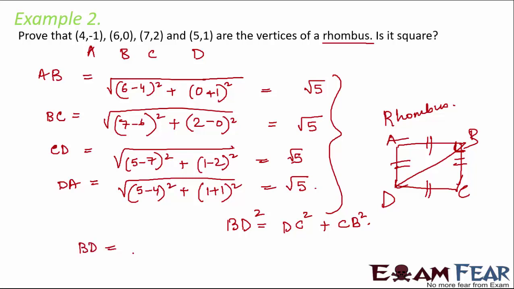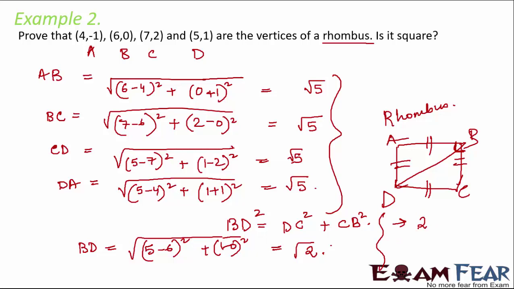BD is equal to root over, this is B and this is D, 5 minus 6 whole square plus 1 minus 0 whole square, which is equal to root 2. So if we check, BD square comes out to be root 2 square, which is 2, and DC square would be 5. BC square would be 5. So 5 plus 5 would be equal to 10. Obviously 2 and 10 are not equal.